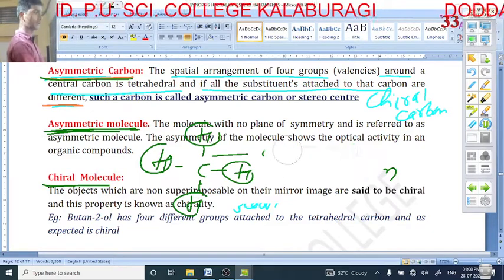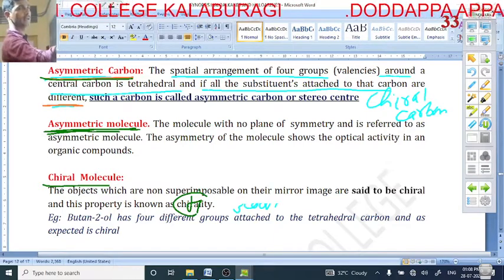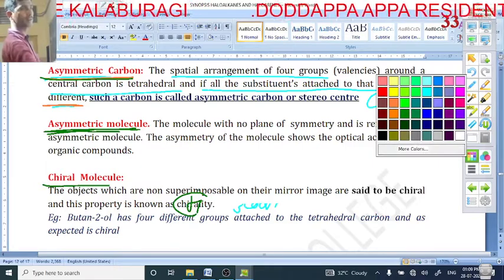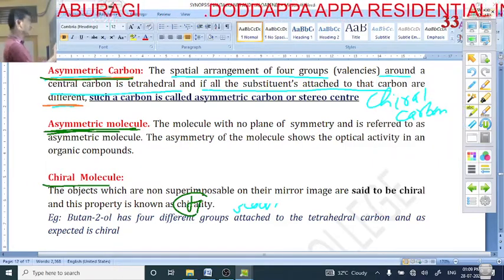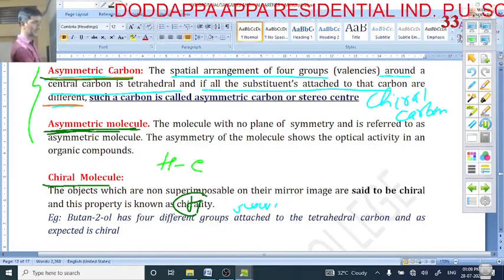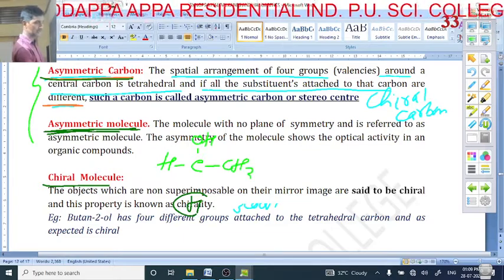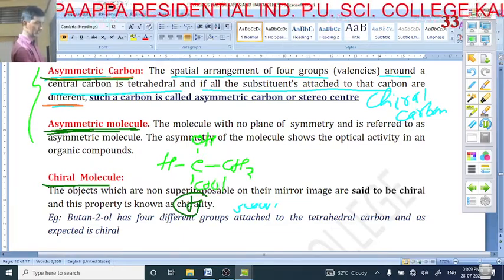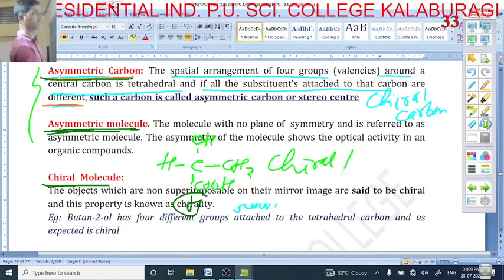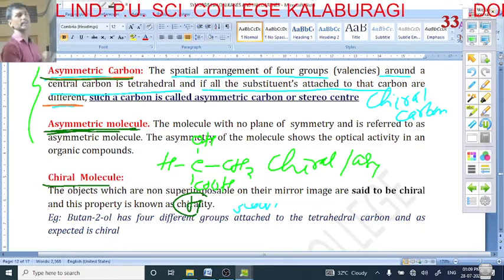So here, this is the symmetric molecule. And what is chiral? Chiral means what we have already discussed. Once again I will repeat, asymmetric and chiral. This is H, C, OH, CH3, COOH. So it is nothing but chiral. Chiral means asymmetric.